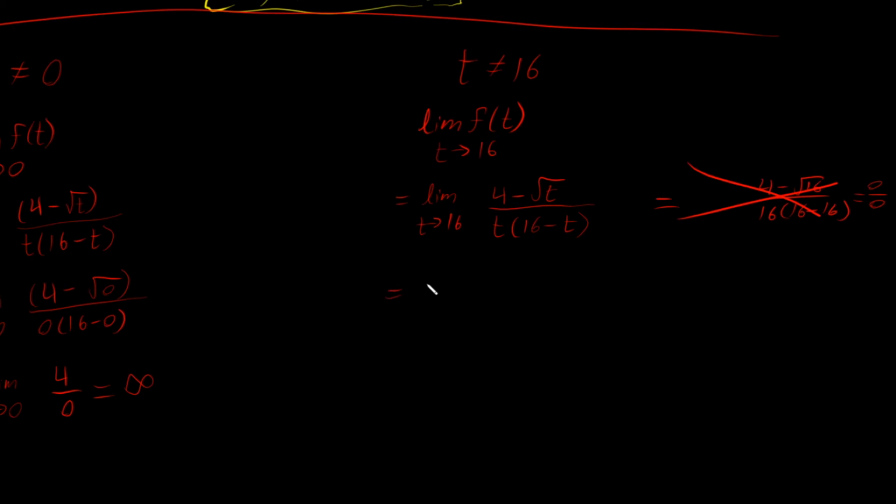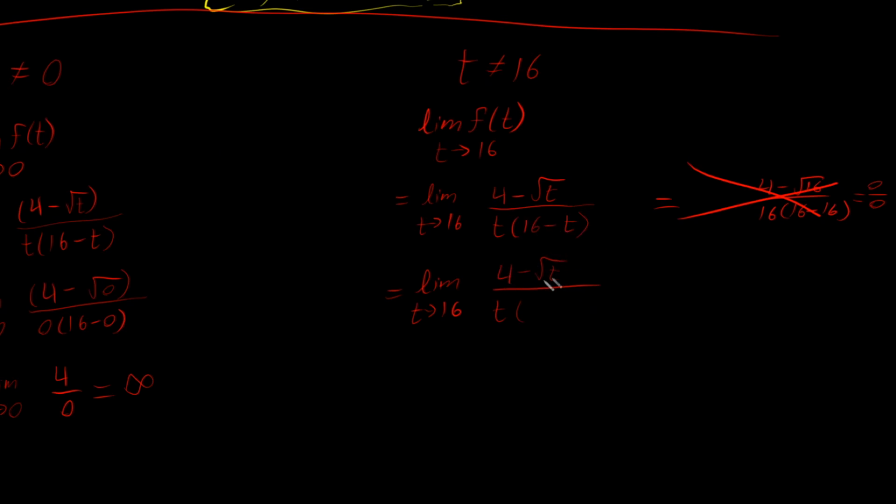So we'll do the limit of the function as t approaches 16. In the numerator, we'll keep that the same, 4 minus square root of t, and the denominator is t times (16 minus t). Now in parentheses, is there something that we could do with this 16 minus t that can help us simplify this value so we don't end up with 0 over 0 at the end, so we could find out what value this function approaches at t is equal to 16?